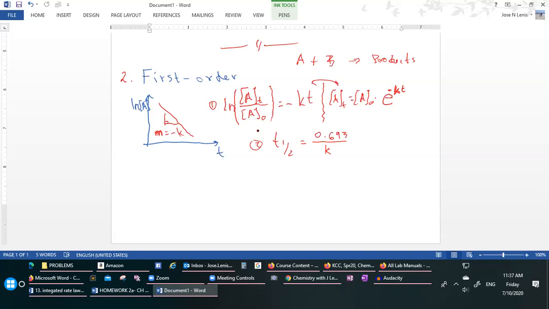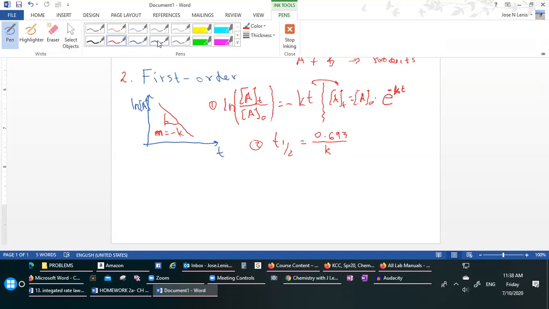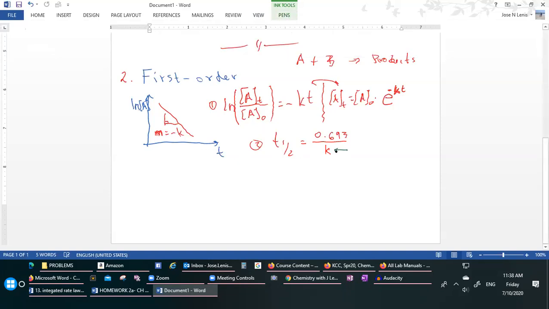Notice also that from this equation, the half-life depends only on the rate constant. In other words, for a first order kinetics, half-life doesn't depend on the initial amount of reactive or radioactive material. It doesn't depend on the final concentration, depends only on the value of the rate constant.